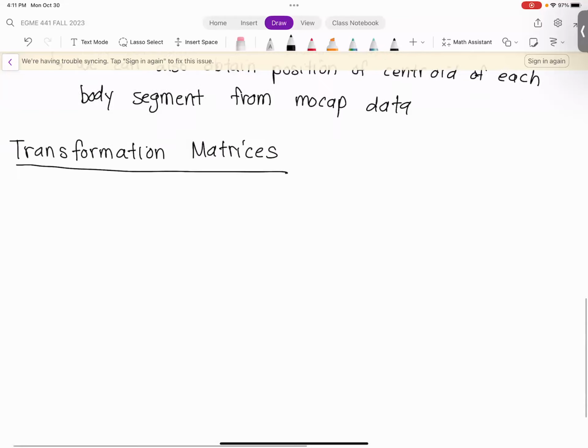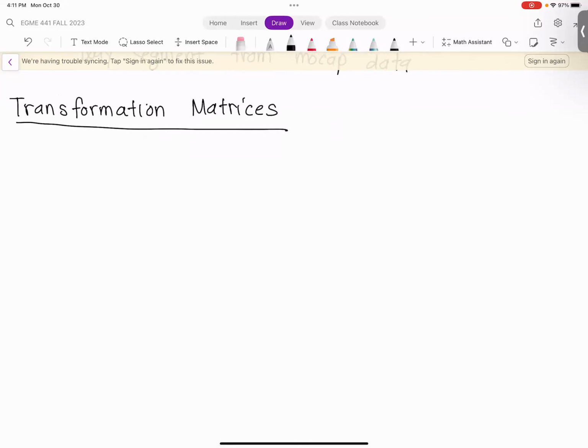Okay. So a transformation matrix, just by itself, is a way to transform the coordinates, or transform the description of a point in one reference frame to another.